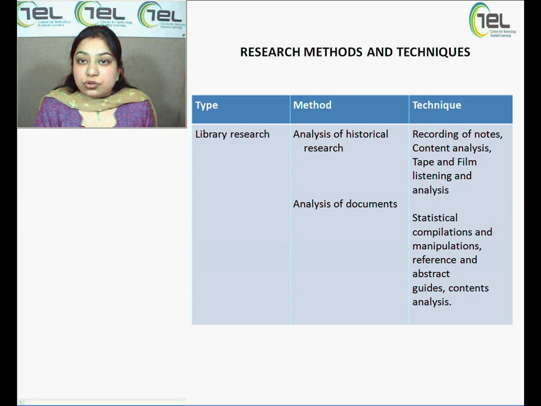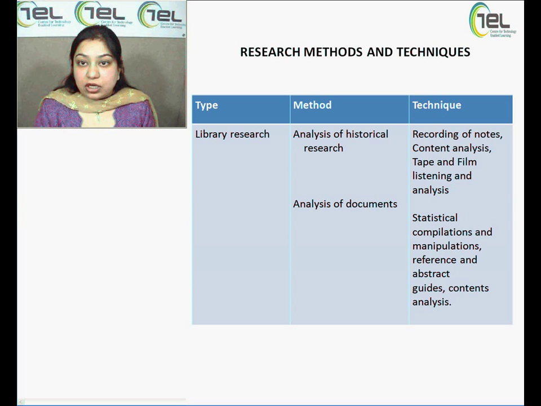Business methods are those which are applied, or the methods the researcher uses in order to conduct research. In order to study the research methods, the various types of research can be, first one can be library research. The method which can be applied to this is analysis of the historical research, and the techniques which are followed are the recording of notes, content analysis, tape and film listening and analysis.